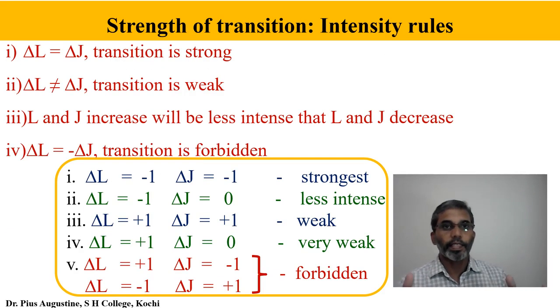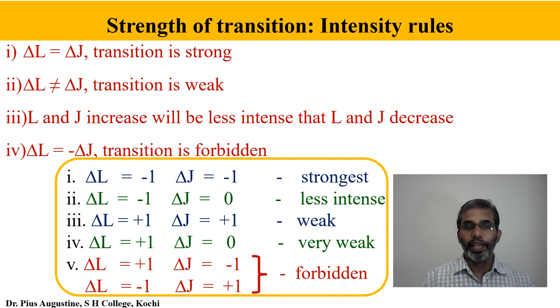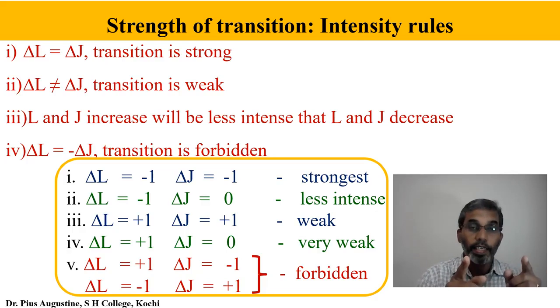So next is strength of transition, or intensity rules. The strength of the transition is decided by a set of rules, which we call intensity rules, and these are given in a nutshell on the slide. The first one is delta J is equal to delta L. Then the transition is expected to be the strongest.